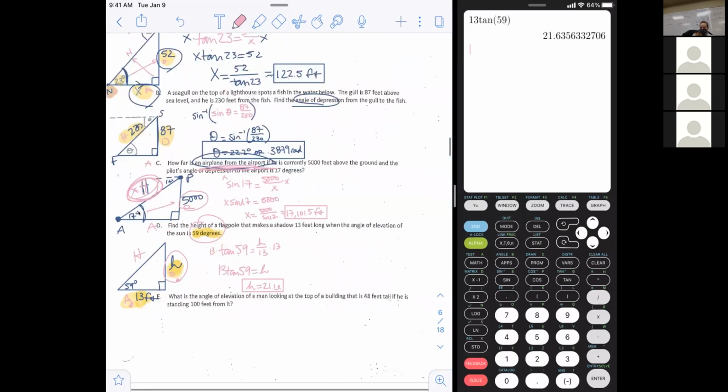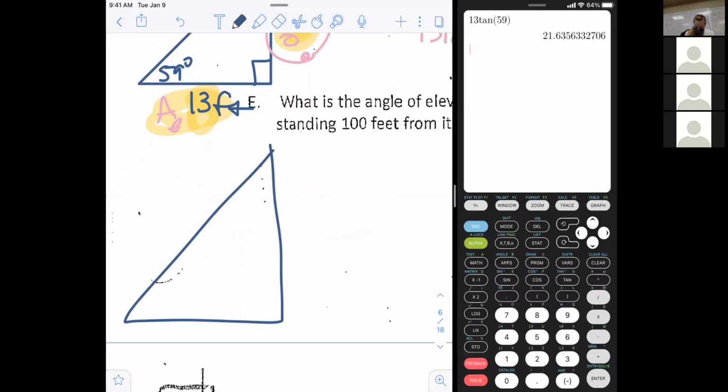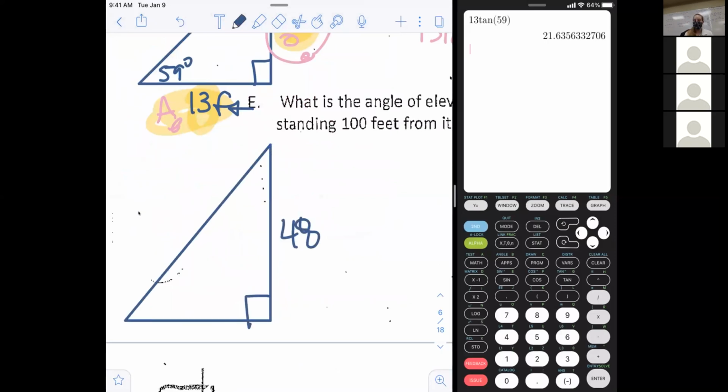Let's do another one. This one says, what is the angle of elevation? So this one's a lot like letter B. We have to find the angle. What's the angle of elevation of a man looking at the top of a building that is 48 feet tall and he is standing 100 feet from it? So let's draw that picture. I've got a building that's 48 feet tall. And then I've got a man over here standing 100 feet from it.